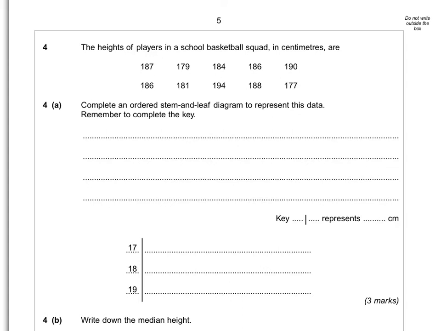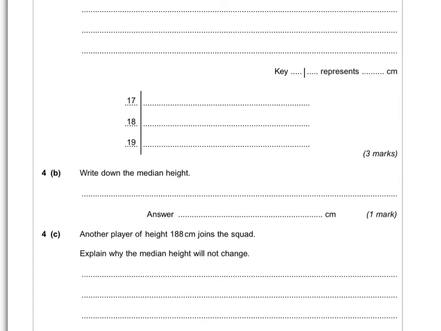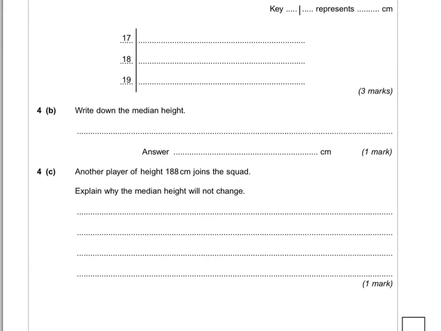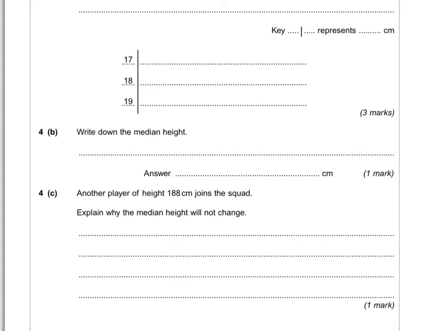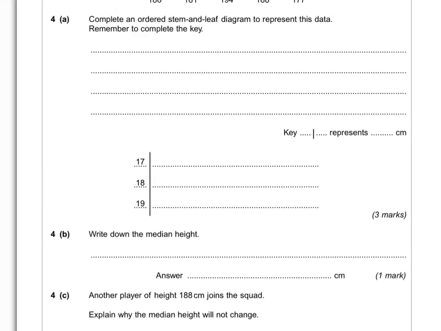Okay, on to question 4. So once again what we should do is read the whole question. So we've got the heights of the players in the school basketball squad in centimetres. And we seem to have 10 heights, and of course those people being basketball players will be taller than the majority of you. We've got to complete an ordered stem and leaf diagram, and then further on down we've got to answer questions on the median, and then there's an understanding question, part C, upon that as well.